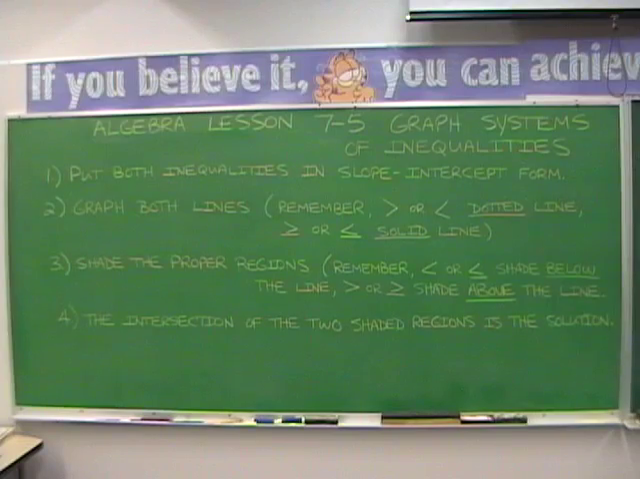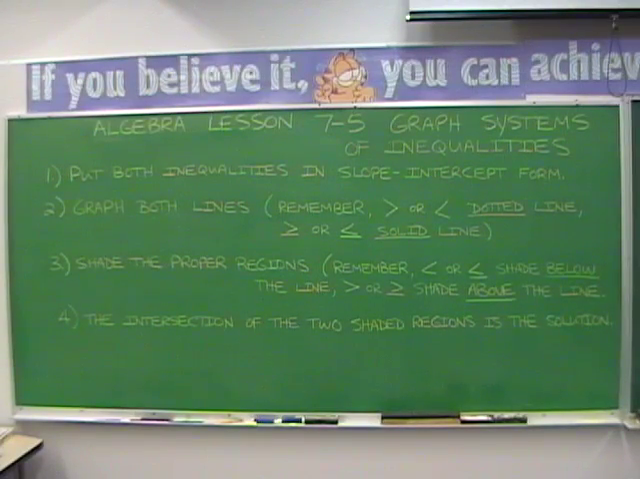Now, please remember that if y is greater than or less than the equation, then your line needs to be dotted. But if y is greater than or equal to or less than or equal to, then your line needs to be a solid line. Third, we shade the proper region. And again, since our inequalities are going to be in slope-intercept form, you just have to remember that if y is less than or equal to the equation, you're going to shade below the line. And if y is greater than or equal to the equation, then you're going to shade above the line.